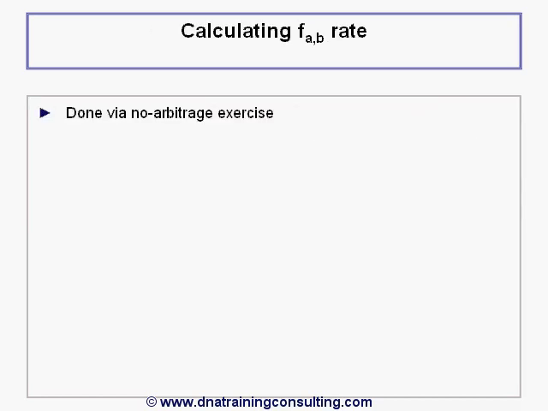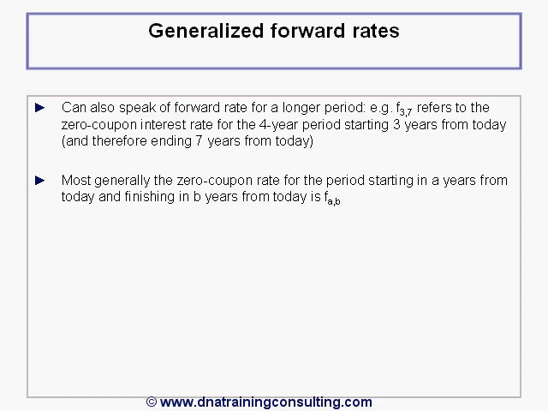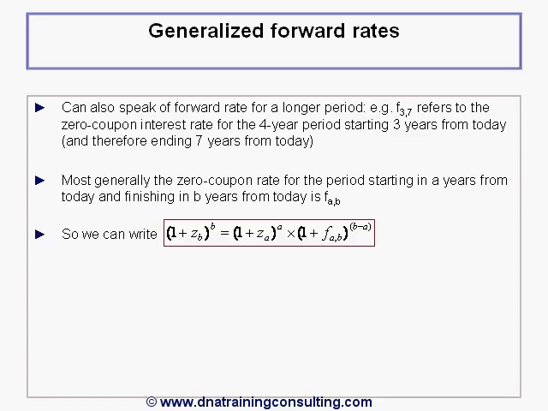We now reproduce our diagram from before, again using the no arbitrage argument, with this time the ZB, the ZA, and the FA,B replacing the items you saw in the previous version of this diagram. So this time, reflecting upon the diagram you just saw, we are able to write 1 plus ZB raised to the power B is 1 plus ZA raised to the power A times 1 plus the forward rate raised to the power B minus A for the remaining number of years of that period.